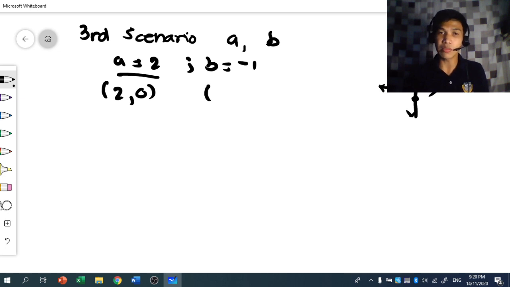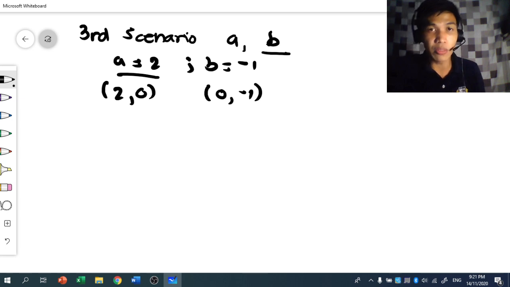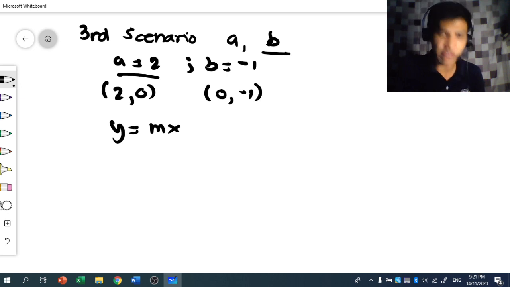And for y-intercept, if b is equal to -1, which means the ordered pair of y-intercept will be 0 and -1. So we can now substitute to our slope intercept form in order to find the slope, kasi yun na lamang ang hahanapin natin kasi meron na tayong y-intercept or b. Okay, so let's use the formula. Y is equal to mx. Okay, so let's find the slope na lamang.